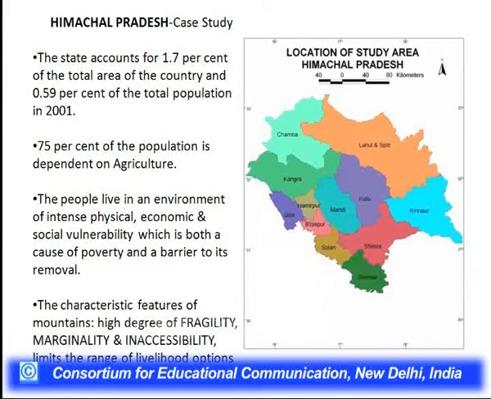Dear viewers, I would like to put before you here our study area, and most of our maps and the empirical evidences I would like to bring from Himachal Pradesh. 75% of the population is dependent on agriculture. The people live in an environment of instant physical, economic and social vulnerability, which is both a cause of poverty and a barrier to its removal. The characteristic features of mountains are a high degree of fragility, marginality, inaccessibility. And that is why these also limit the range of our livelihood options.